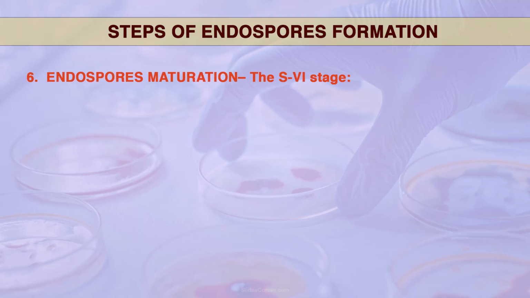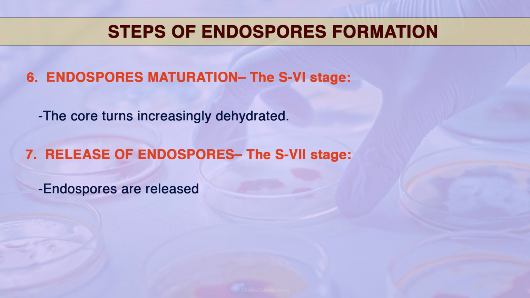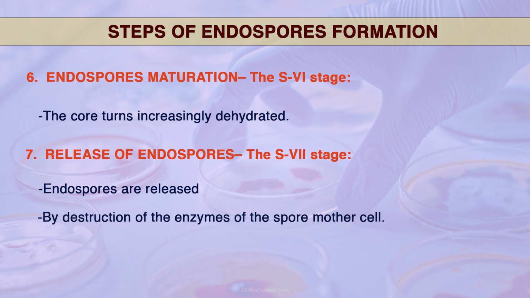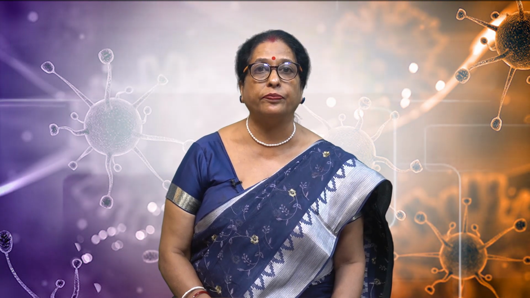In the 6th stage, endospore maturation, the cell turns metabolically inactive and the core becomes increasingly dehydrated. In the 7th stage, release of the endospore takes place by destruction of the spore mother cell by enzymes. Depending upon the environment, specific sigma factors also initiate the sporulation process.